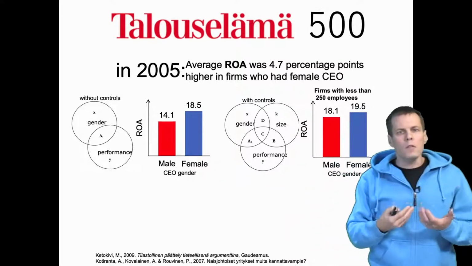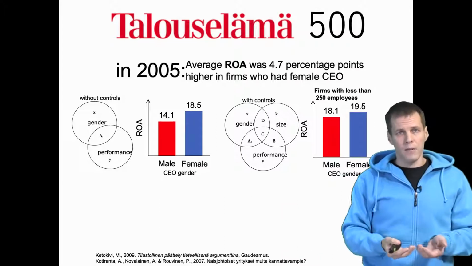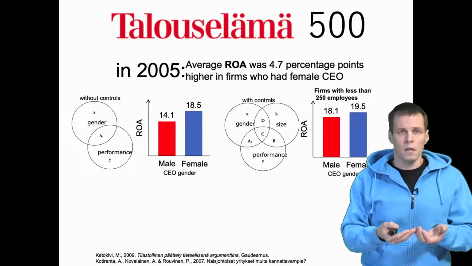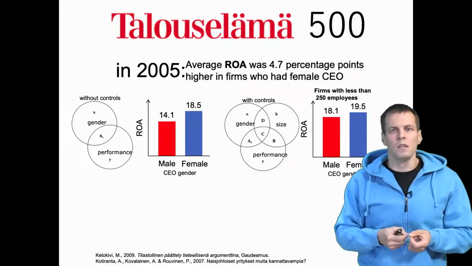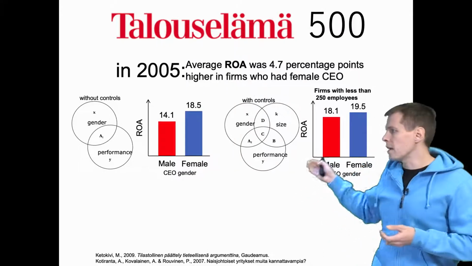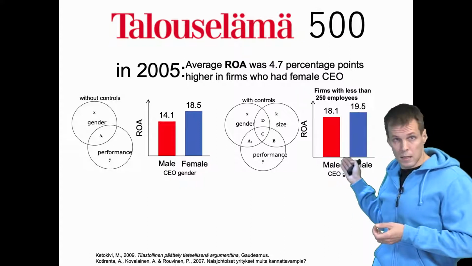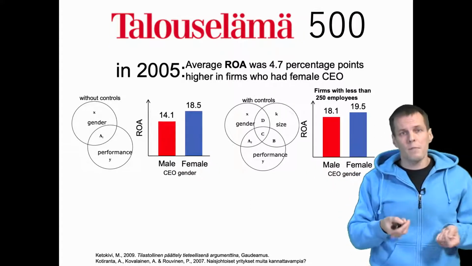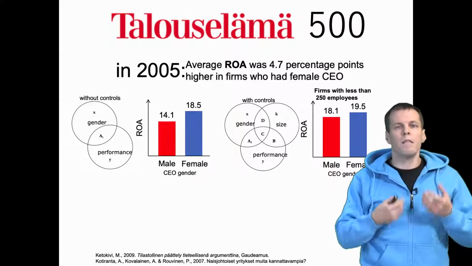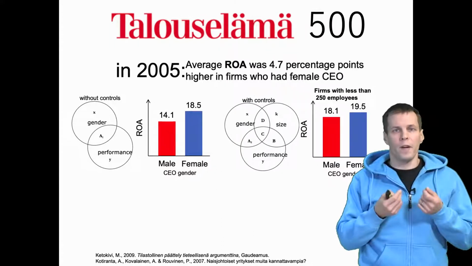And based on this kind of analysis, we could say that yes, there's a correlation between CEO gender and profitability, but it is mostly explained by size differences with this artificial data. This strategy is very simple to understand and very simple to apply, but it's also fairly limited.